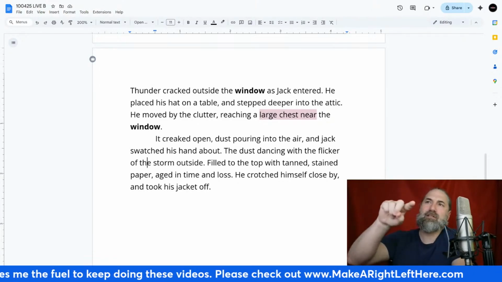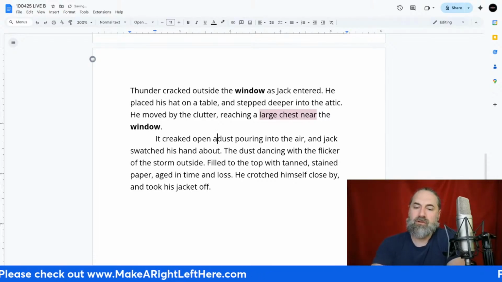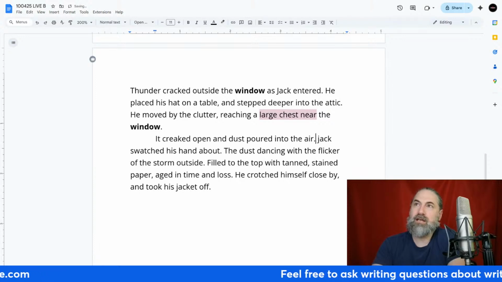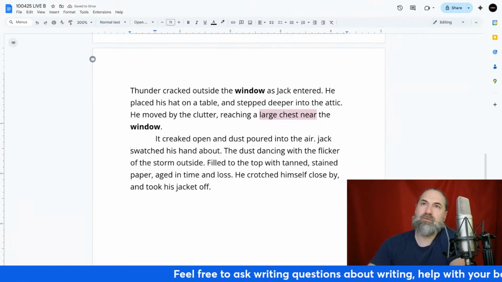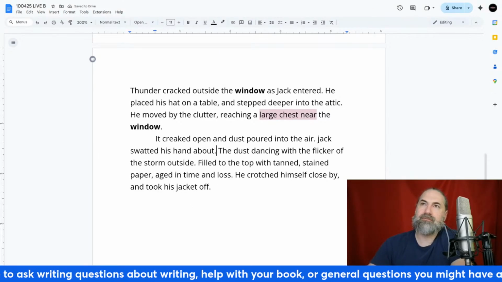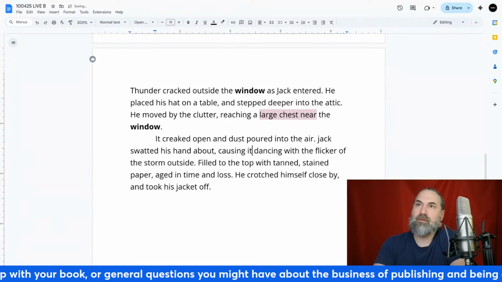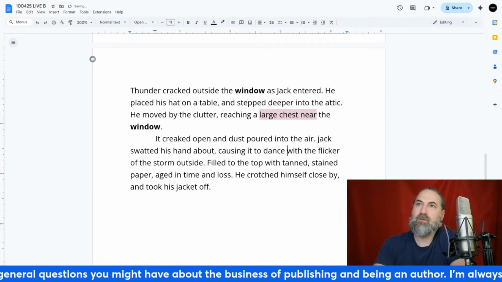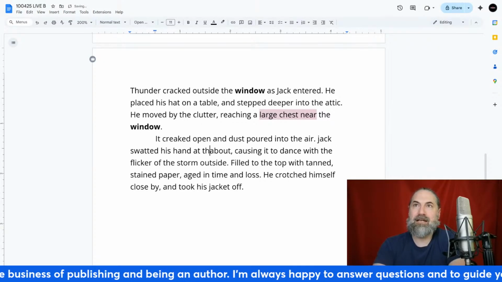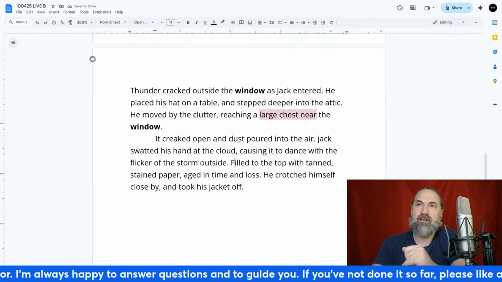I personally like the original version because I just like things kind of flowing. But it creaked open. This might be even stronger, and dust poured into the air. Right? And then we could just go right to Jack. Jack swatted his hand about, causing it to dance with the flicker of storm outside. Okay. Swatted his hand at the cloud. Okay. Causing it to dance with the flicker of the storm outside.